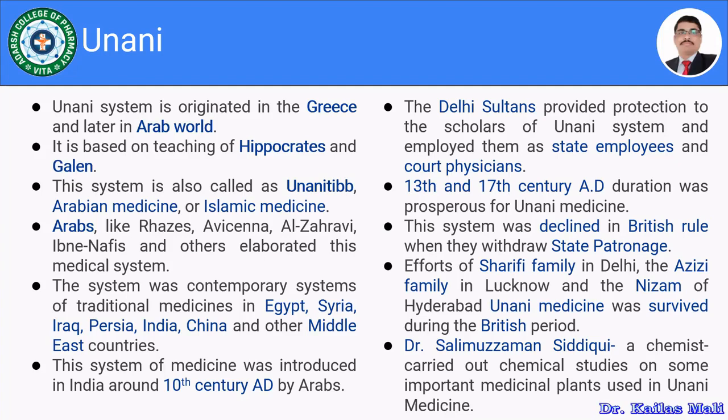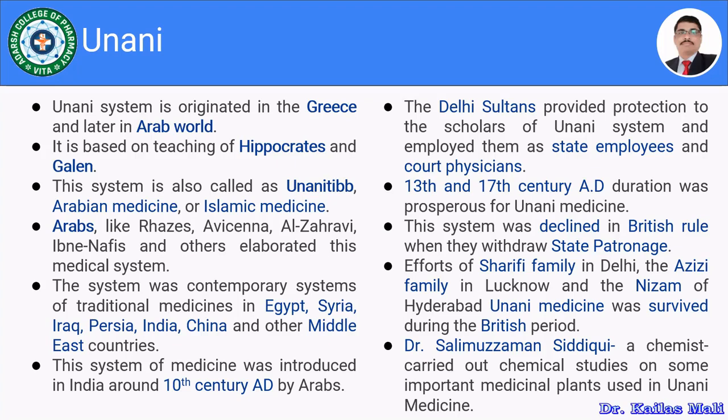The Delhi Sultans provided protection to the scholars of the Unani system and employed them as state employees and court officials. So the Delhi Sultans supported the Unani systems of medicine brought by the Arabs, and the scholars were appointed as state employees and court physicians.